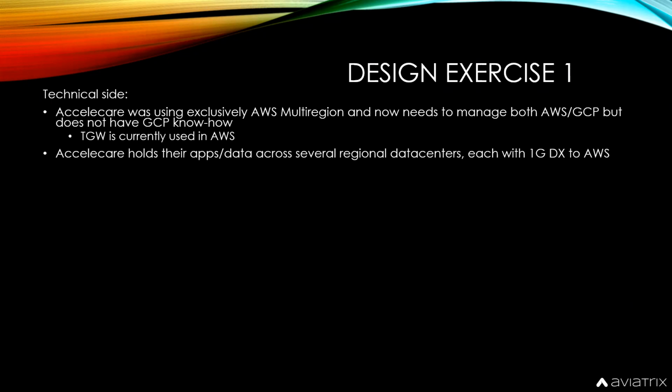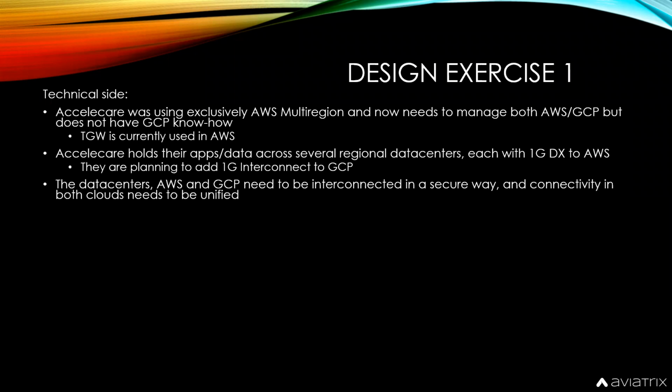All of their apps and data across several data centers are held in those different regions, cloud adjacent, and each of their data centers today has a 1 gig Direct Connect to AWS. The plan is to go into a 1 gig Interconnect to GCP, so they can have a more direct connection to those resources from each of those hospitals.